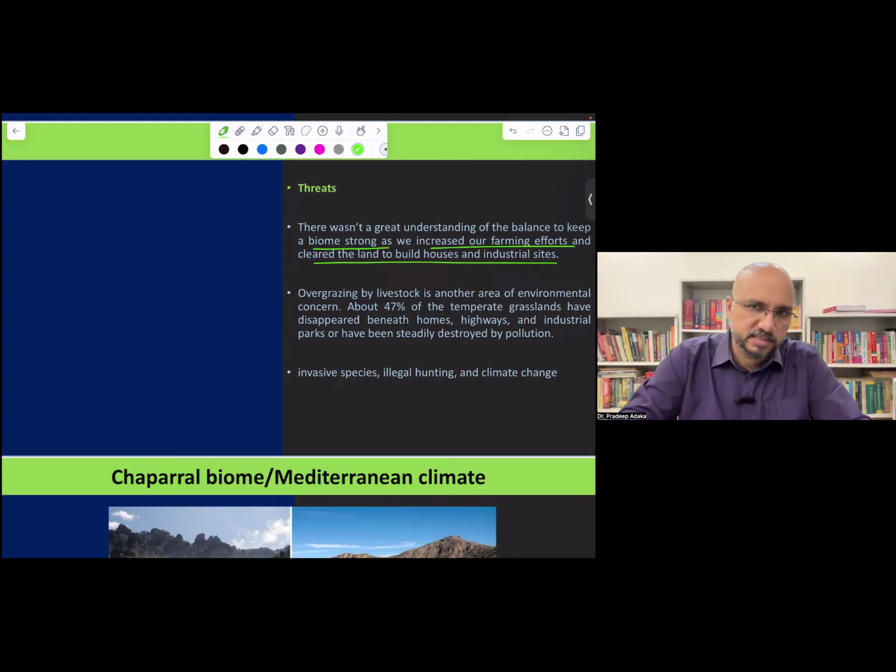Mainly, agriculture is the most important threat. These lands are very fertile, so they are quickly converted into agricultural lands. Most of the land has been lost. Overgrazing is another problem. Conversion to agricultural lands, industries, and infrastructure is another problem. Another threat is alien invasive species, which can replace the native species. Illegal hunting and climate change are larger problems. So these are some of the threats.